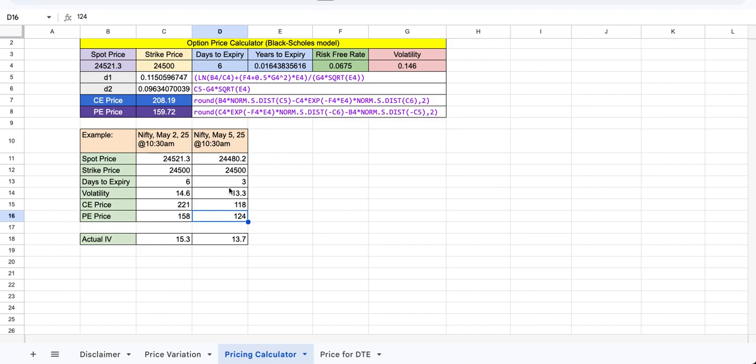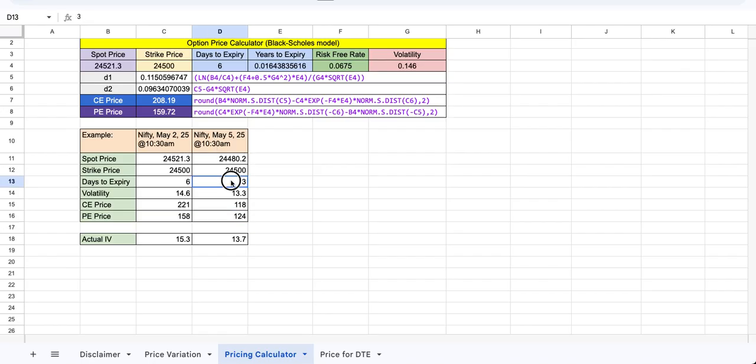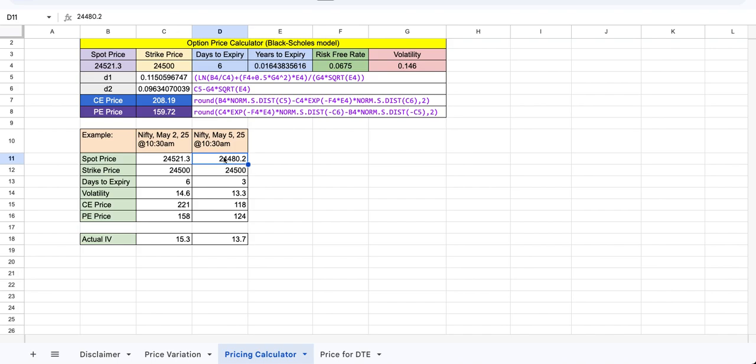Now volatility is 13.3. Let us see. So this volatility is 13.3, and DT is 3, because there are only 3 days left. It is 5th and expiry is on 8th, so 3 days left. And lastly we need to check the spot price. The spot price is 24,480.2. Now let us put that in: 24,480.2.